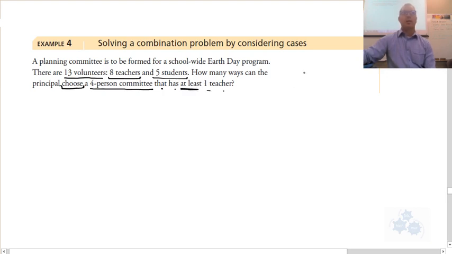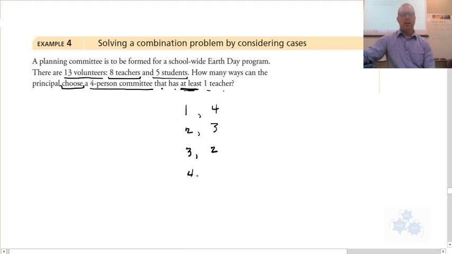Now, when you see wording like that, at least, you've got to think, okay, I can have 1 teacher and 4 students, or I can have 2 teachers and 3 students. You see that? So at least means there has to be a minimum of 1. Now, it just has a 4-person committee, so it could all be teachers, I guess. So we have to consider these factors here.